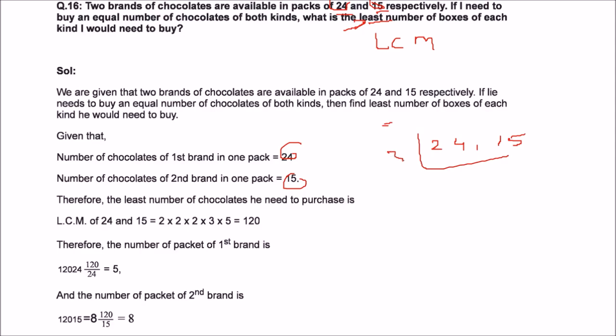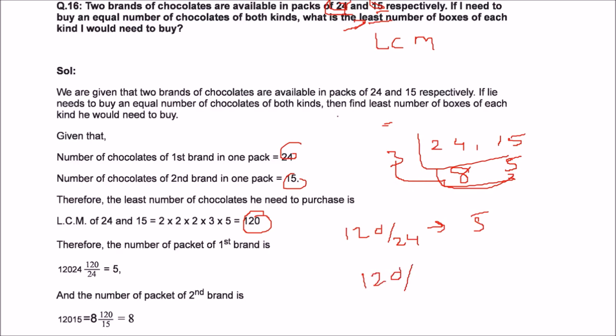So here 3 8s is a 24 and 3 5s are 15, and just multiply 3, 8 and 5. So you get 120. 120 is the LCM. Now how to find out the number of boxes? 120 divided by 24 gives you the number of packets of first brand. Divide by 24, you get first brand, that is 5, and divide 120 by the second one, 15, you get the number of packets of second brand, that is 8.